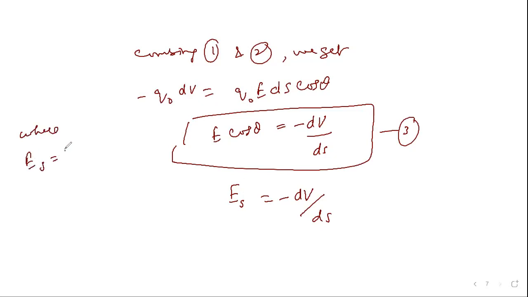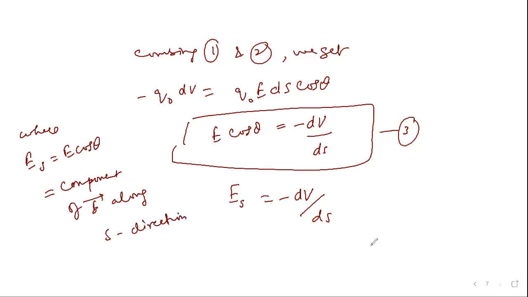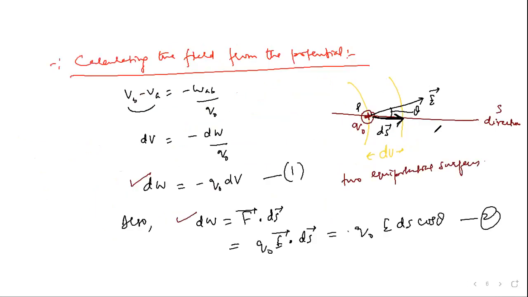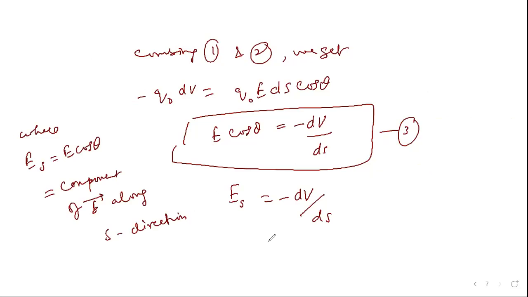Es, which is E cos theta, is component of E along s direction, right? Because E is making angle theta with s direction, so its projection along s direction is E cos theta, which in vector terminology we call the component of E along s direction. So component of E along s direction is Es, which is minus dV by ds, right? I name it 4.